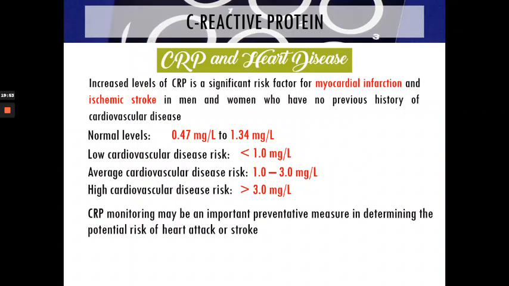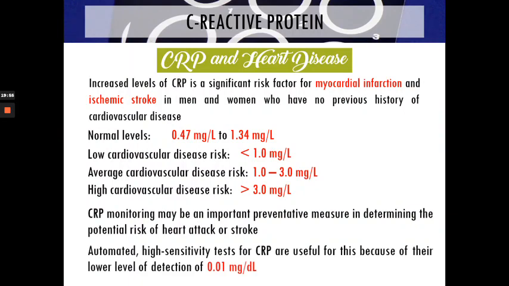Okay, and when we do this, we need to perform automated high sensitivity tests for CRP because we want to detect the lowest concentration possible. Because again, we want to be accurate. We want to make sure that we can be sensitive. We can test up to the smallest amount of CRP there because we're monitoring, all right? Because we want to prevent stroke or heart attack.